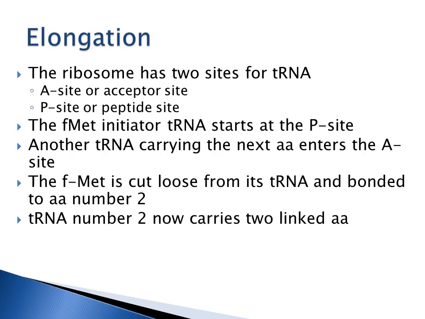In elongation, the ribosome has 2 sites for the transfer RNA, an A site or acceptor site and a P site, which is the peptide site. That F-methionine initiator transfer RNA starts at the P site. Then another transfer RNA carrying the next amino acid enters and binds into the A site. That F-methionine is cut loose from the transfer RNA and bonded to amino acid number 2. Now the transfer RNA number 2 carries 2 linked amino acids.